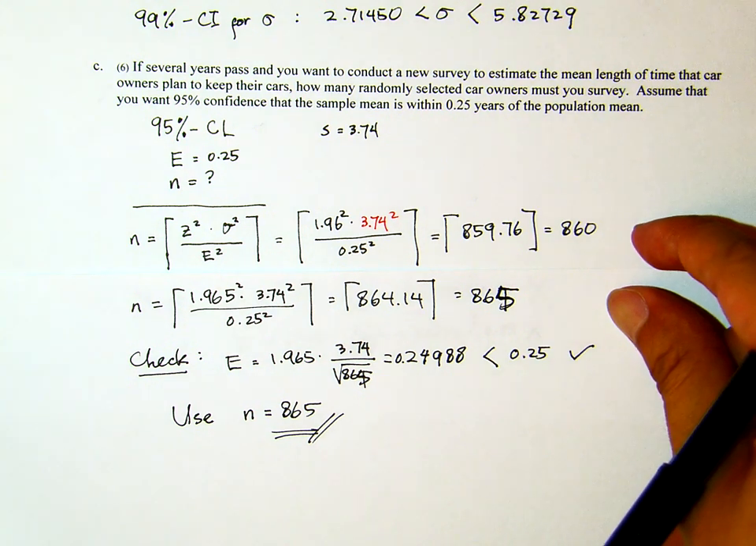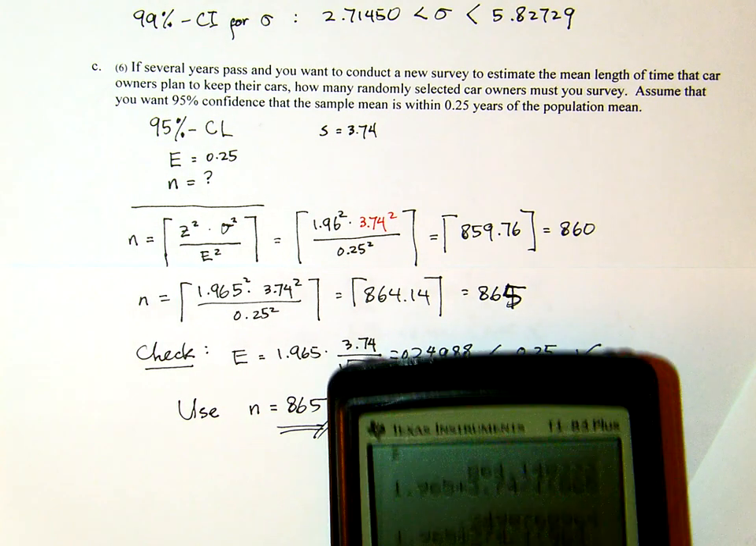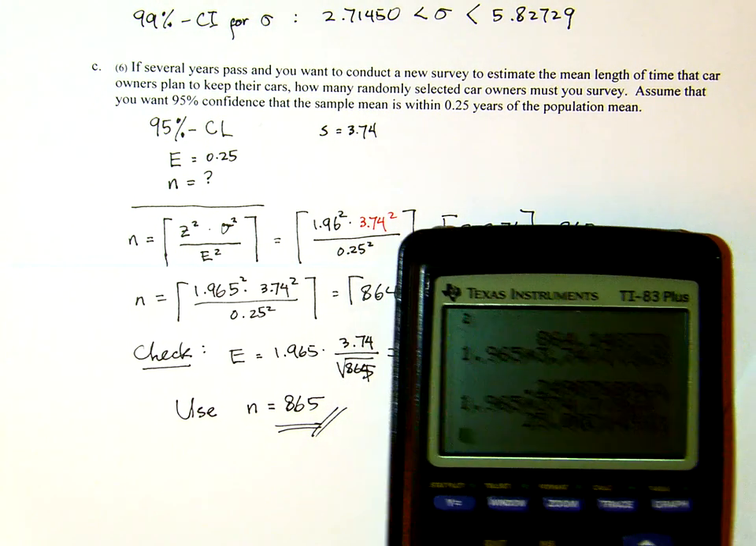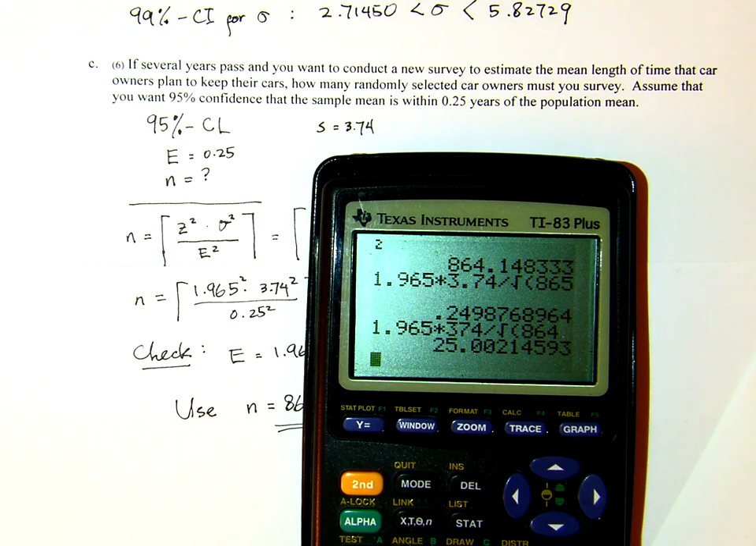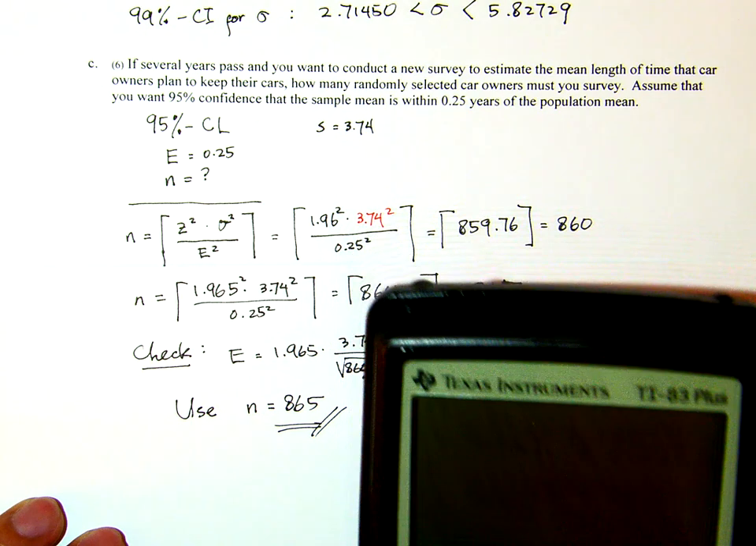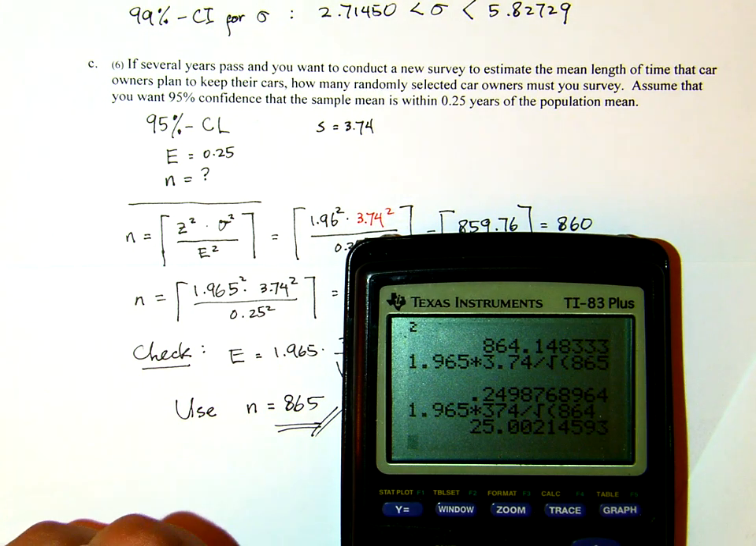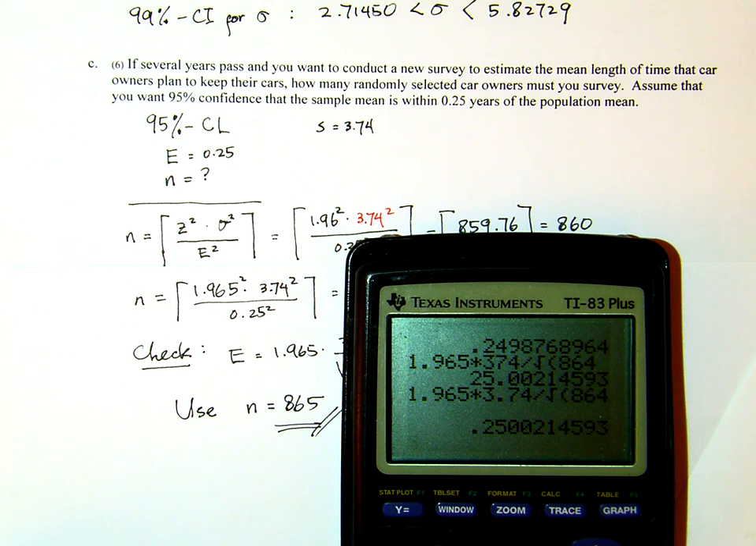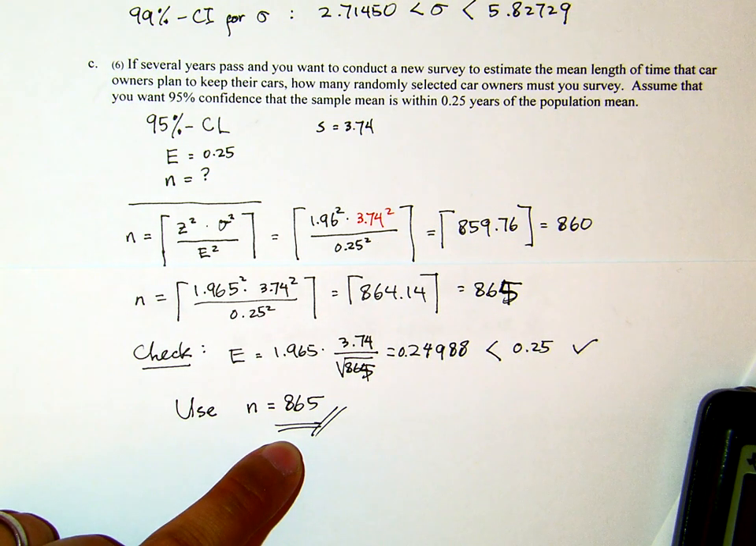Now I wonder if this is actually workable with 864. Notice if I use 864, it doesn't work. You see, if I use 864, it is still greater than the desired margin of error. You see what I mean? Oh, I missed the decimal point there. It is still more than 0.25 margin of error, so we really need this 865 instead.